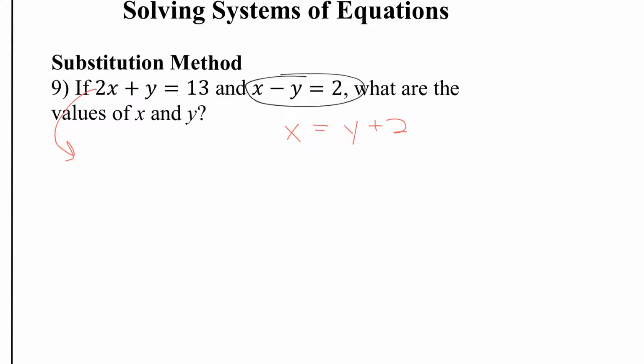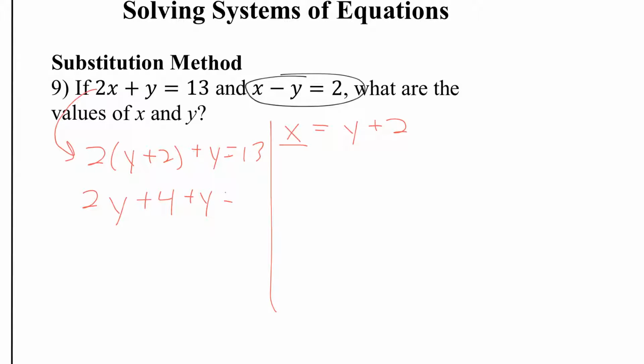Then I can take this other equation, and every place I see an x, I'm going to replace it with y plus 2. And I'm going to solve this for y. Two y plus y is 3y. Subtract 4 from both sides of the equation. I get 3y is 9, therefore y is 3.